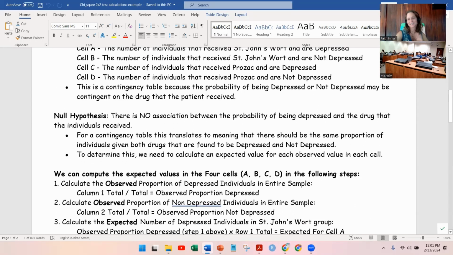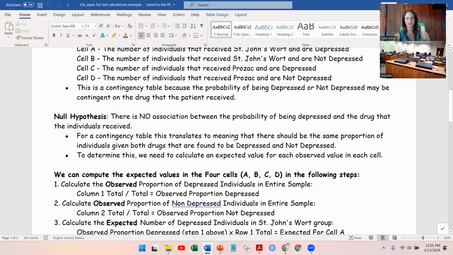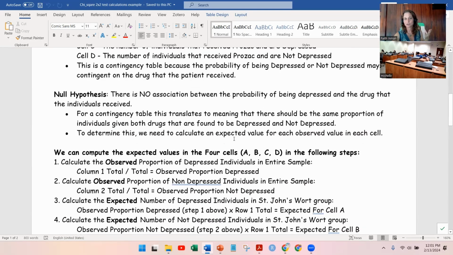Again, our null hypothesis is there's no association between the probability of being depressed and the drug that the individuals receive, which means there should be the same proportion of individuals given both drugs that are found to be depressed and not depressed. If you had everything divided up in halves, you would have the same number, like 25% here and 25% here, but we don't really know how many patients were in each group. So we have to do the calculations to figure out what that expected count should be.